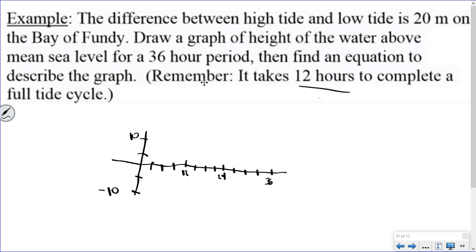What's going to happen is my graph either starts at high tide or starts at low tide. In this question, we get to make that decision. It says draw a graph of the height of the water above mean sea level for a 36-hour period, then find an equation to describe the graph. It's not telling us whether it starts at mean sea level, starts at high tide, or starts at low tide.